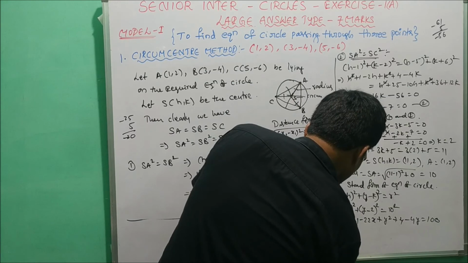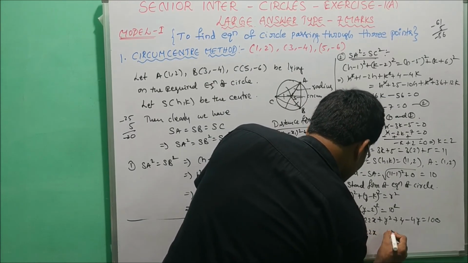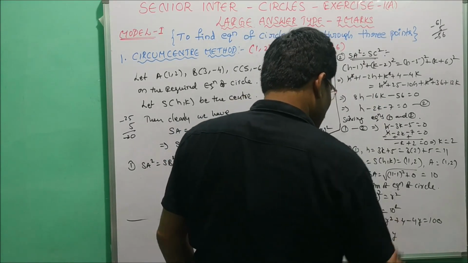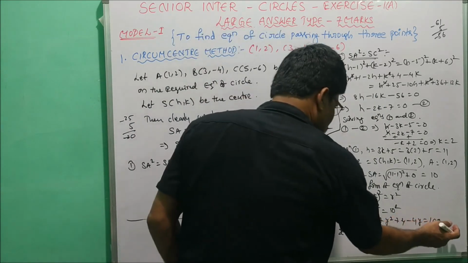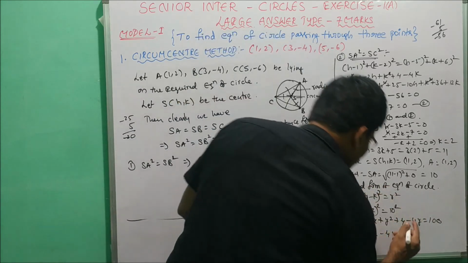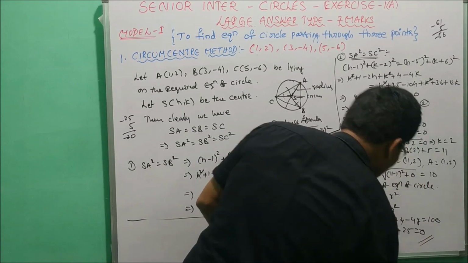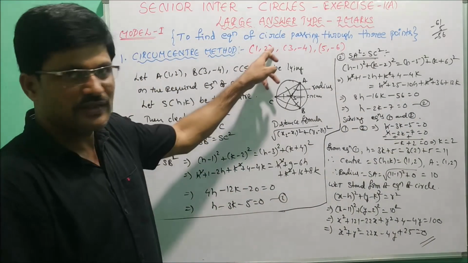Now it can be written as x square plus y square minus 22x minus 4y. Here 121 plus 4 is 125. We take 100 to the left side: 125 minus 100, that is plus 25 equal to 0. So this is the equation of the circle passing through the given 3 points.